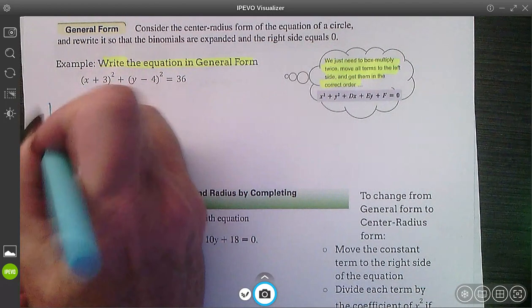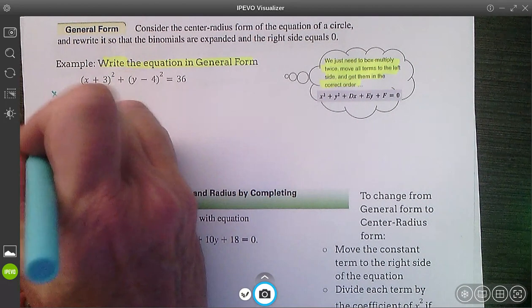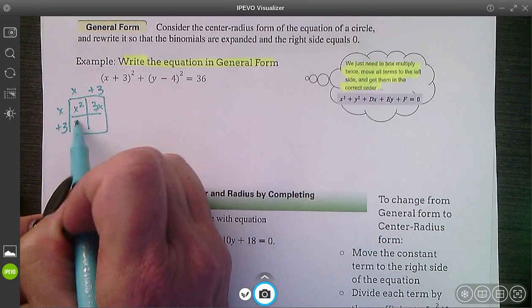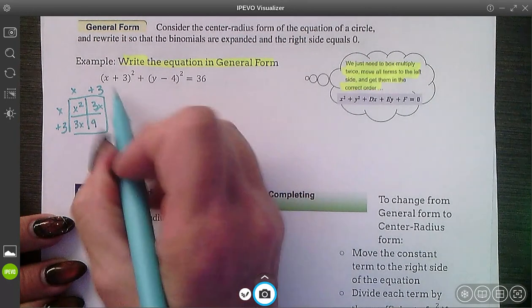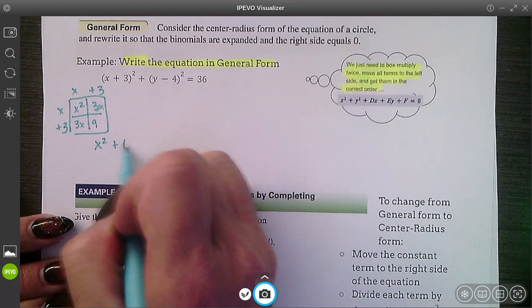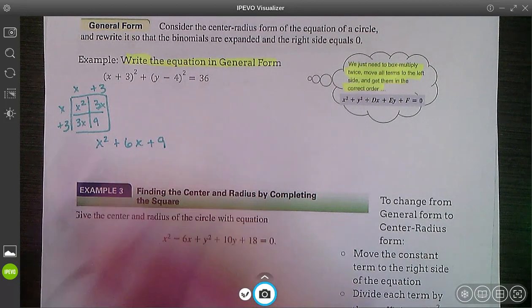So I'll be box multiplying (x plus 3) times (x plus 3). So that's x squared, 3x, 3x, and 9. So my x terms are x squared plus 6x plus 9. Then I'm going to do the same thing with my y's.